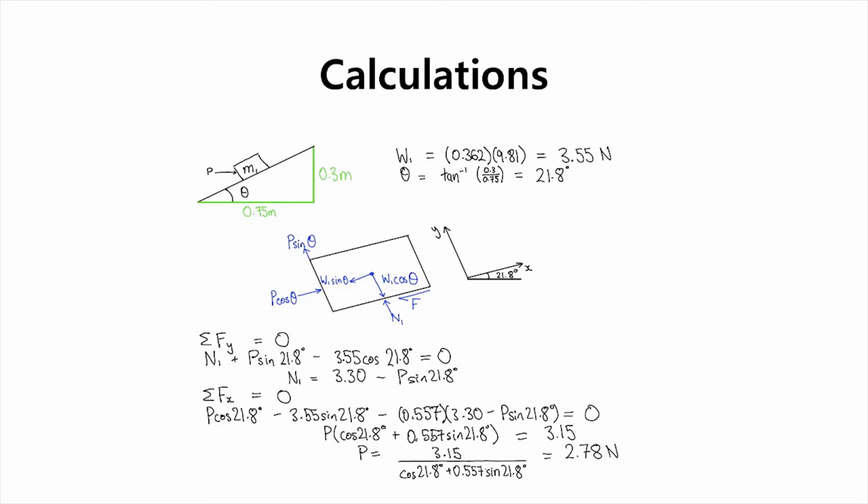Then we use the forces in the horizontal direction equal to 0, which gets us P cos 21.8 degrees minus 3.55 sine 21.8 degrees minus the friction force. The friction force is equal to the coefficient of friction, which we found earlier, multiplied by N, which we calculated just before. Therefore, we can rearrange to factorize P out. Then we make P equal to 3.15 over cos 21.8 degrees plus 0.557 sine 21.8 degrees, which equals 2.78 newtons.